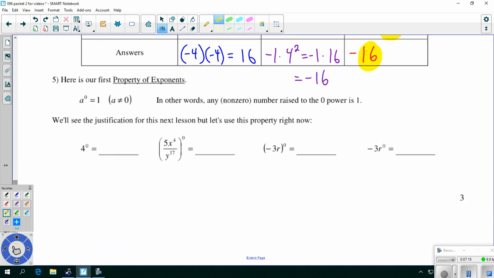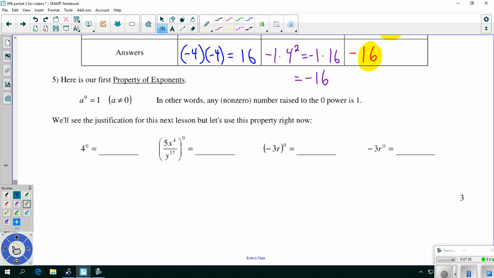Number 5, here's our first property of exponents. A to the 0 is equal to 1. In other words, any number raised to the 0 power is 1. I'll say it again, any number raised to the 0 power is 1. That is true as long as the number we're talking about isn't 0 in the first place. That is a minor technicality, but in general, any number to the 0 is 1.